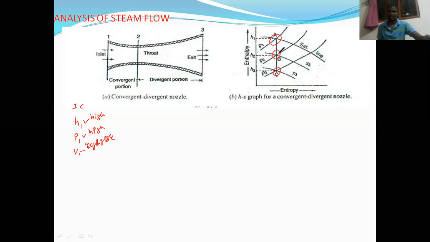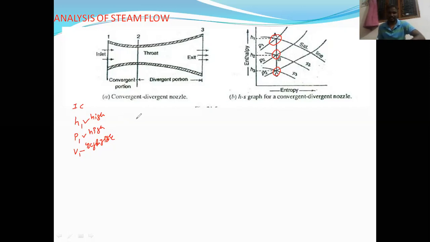So here, according to the first law of thermodynamics, we know that we can't create energy and we can't destroy energy, but we can change one form of energy into another form. By obeying the first law here, the nozzle will convert the enthalpy or heat amount of the steam into velocity. By reducing H1 to the H3 level, it is increasing the velocity of the steam.